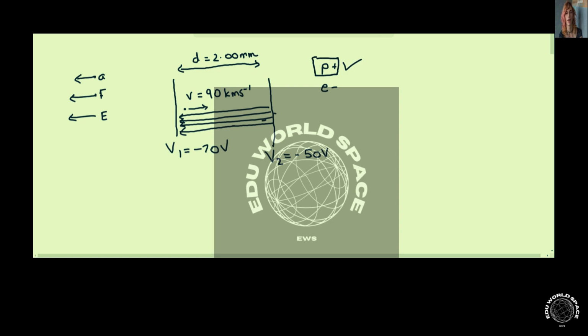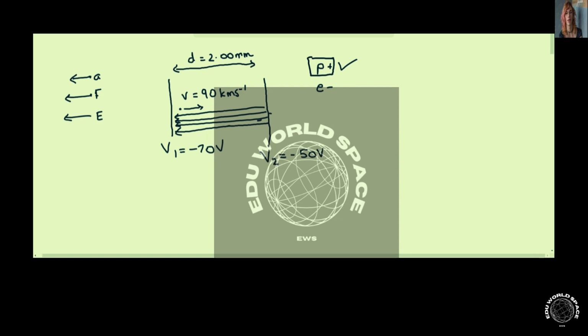Now we need to find the speed as it reaches plate 2. For that, we will consider the amount of work done on the particle by the field. The formula for work done is equal to delta V times Q. Delta V is just the difference between these two parallel plates, and that's going to be 20 volts. The charge on the proton is the elementary charge, that is 1.602 times 10 to the negative 19 coulombs.